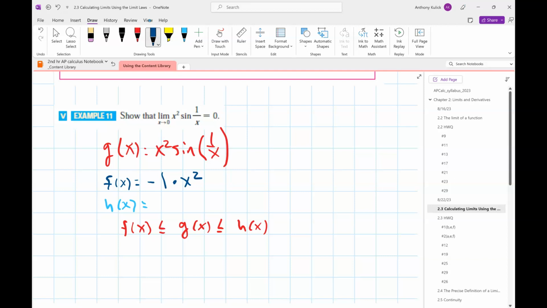Elena, you're making a face. Oh no, I was just wondering. Okay. What am I going to pick for h of x then? 1 times x squared.